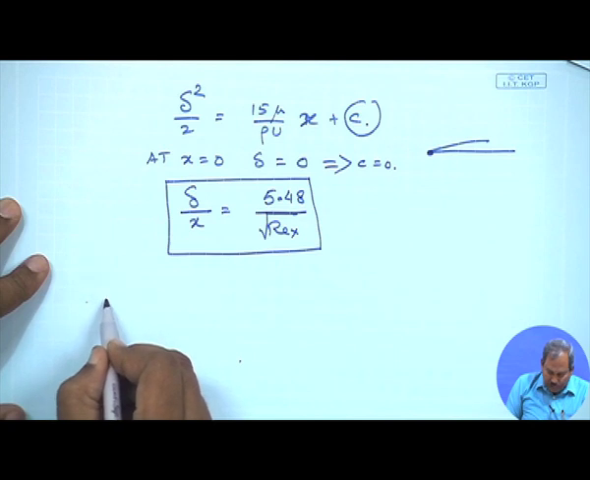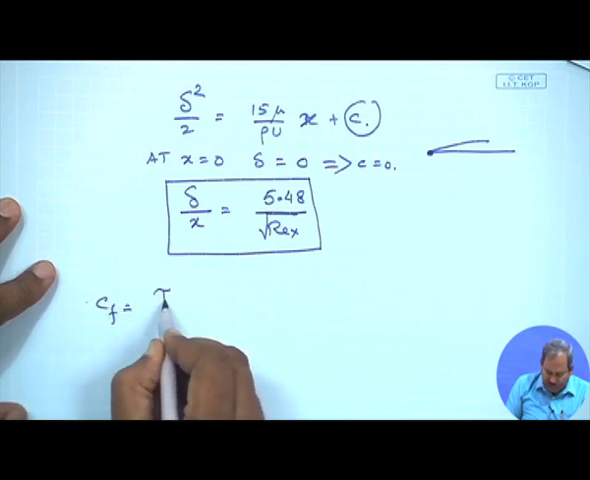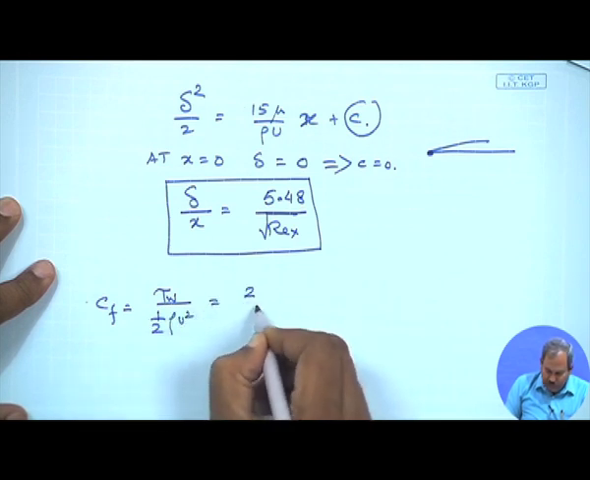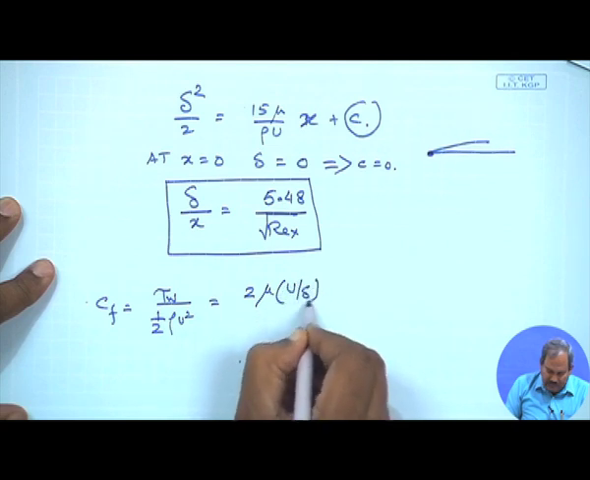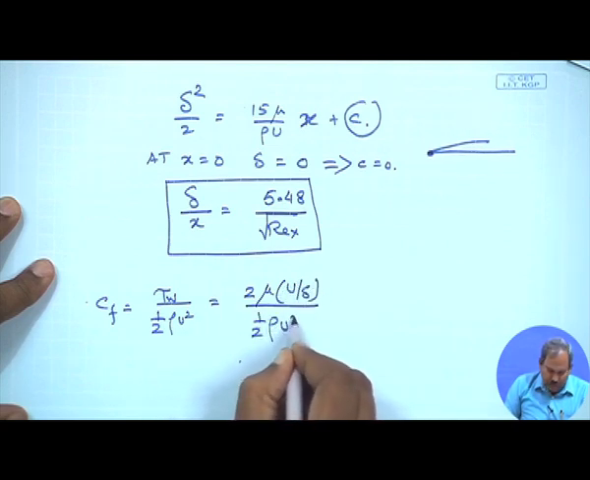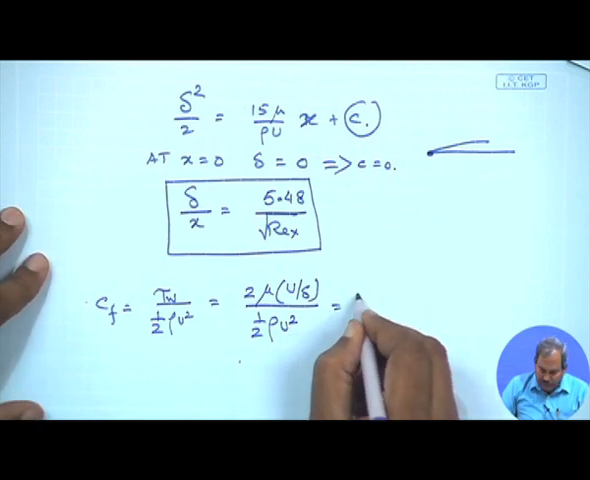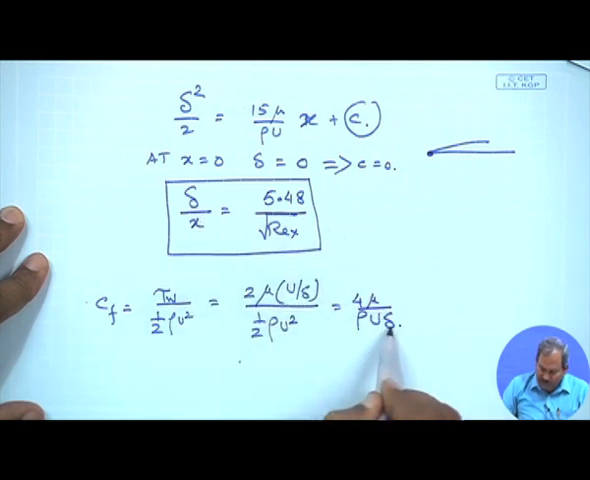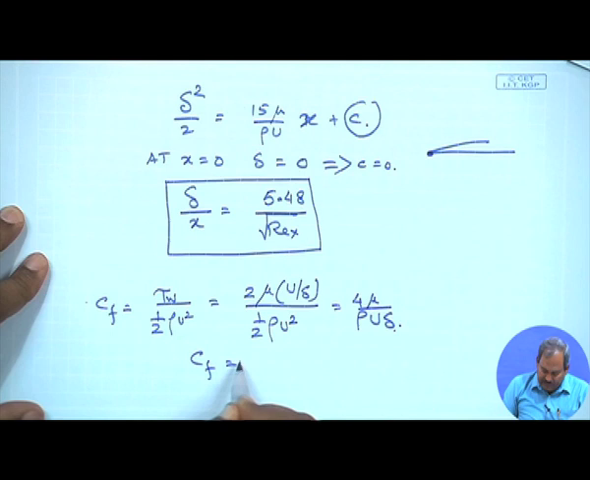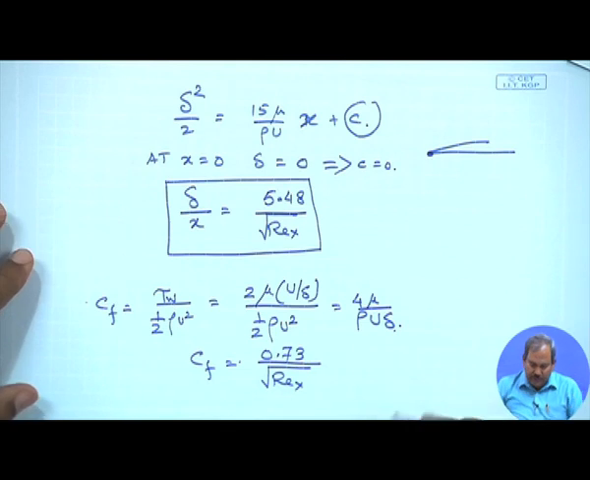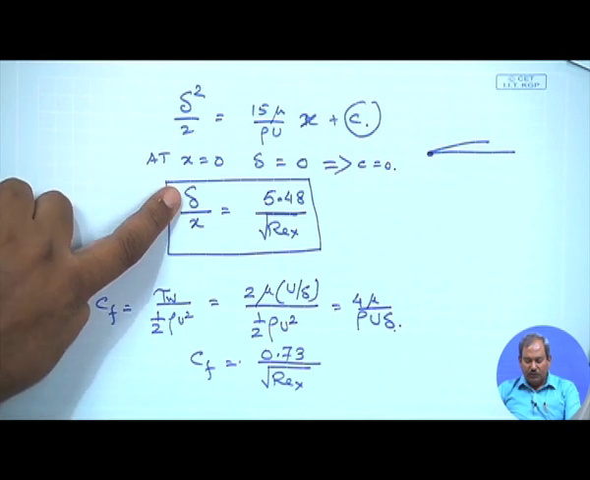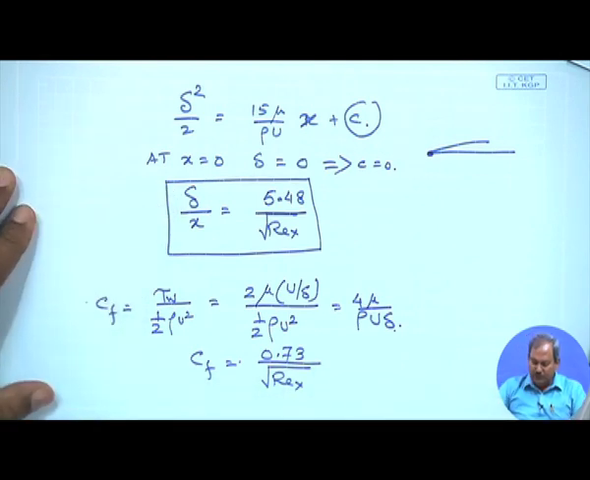And even if you look at the expression of Cf now, which is friction factor, tau w by half rho u square, which would be 2 mu times u by delta divided by half rho u square, and it would be 4 mu by rho u delta. And when you substitute the expression for delta in here, you get Cf equal to 0.73 by root over Re x. So these quick solutions give you the growth of the boundary layer and what is the friction coefficient.